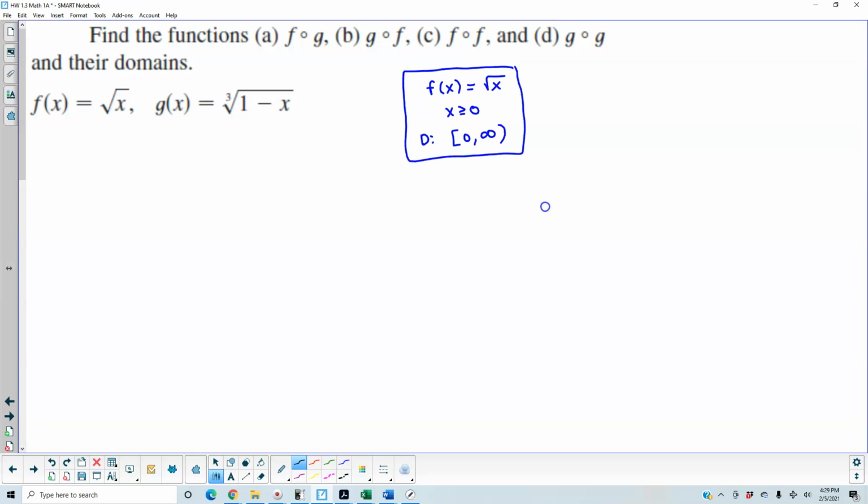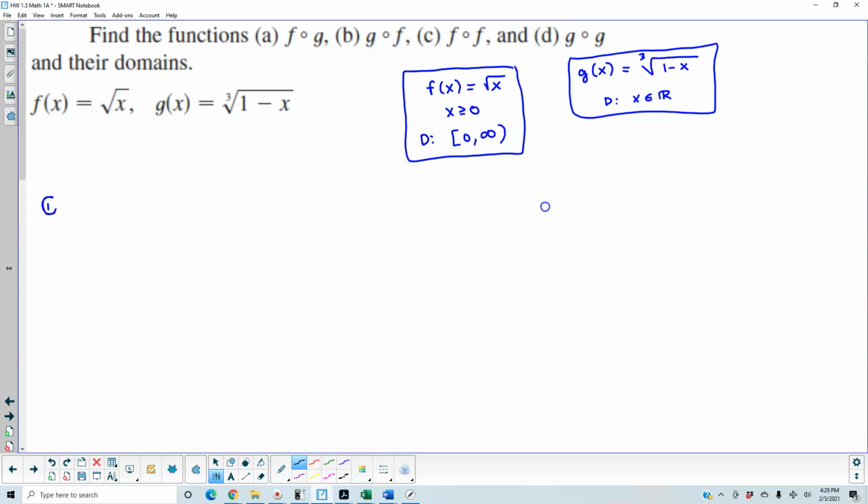Okay, and then if we look at g of x, which is equal to the cube root of 1 minus x. Now, since it's the cube root, that means we can put whatever we want in for x. So therefore, x can be any real number. Okay, those are the two functions that are given.